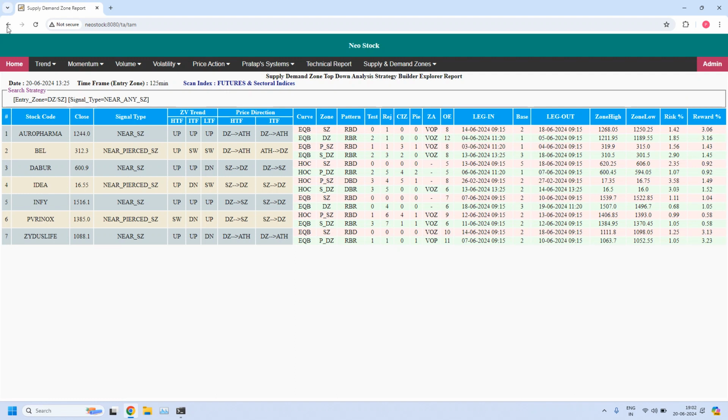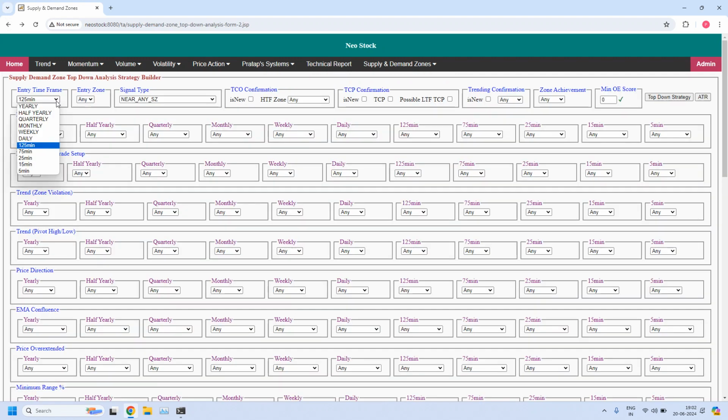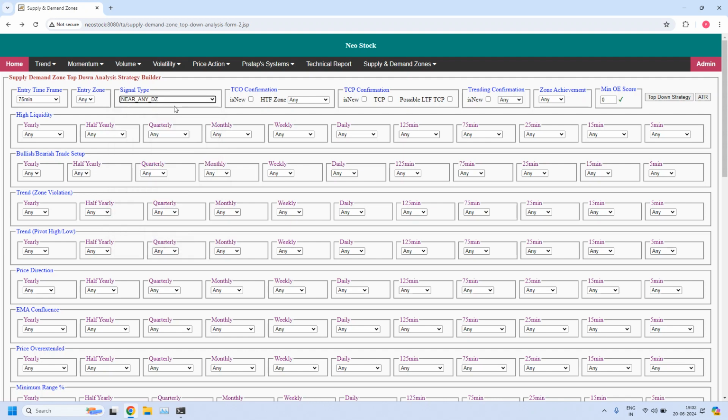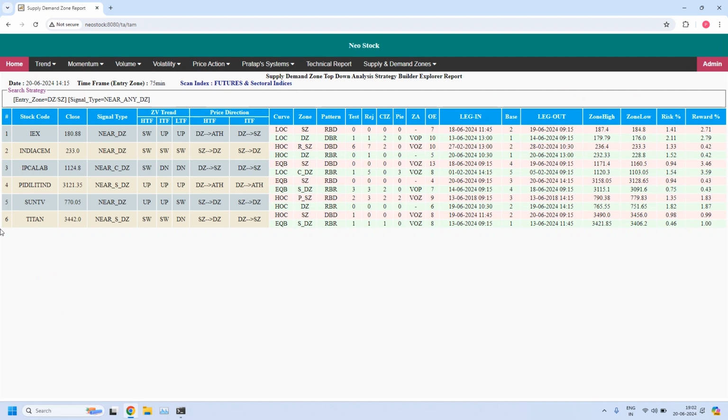Now let us generate the reports for 75 minutes time frame. Changing the time frame to 75 minutes. Let us find the stocks near 75 minutes demand zone. Let us filter the stocks. So let us check any 75 minutes high liquidity demand zones. IPCL is already pierced, so we can't plan a trade. It's not a valid one.